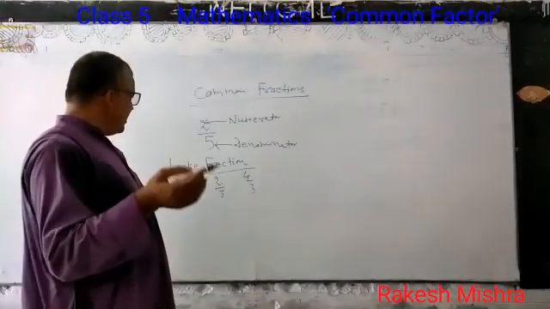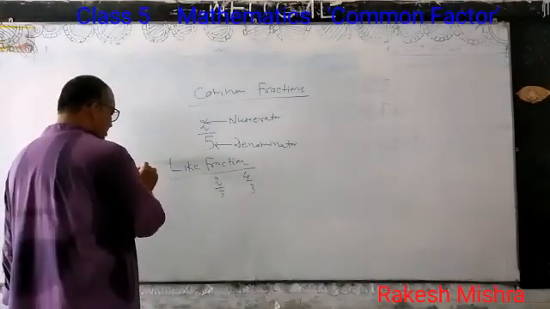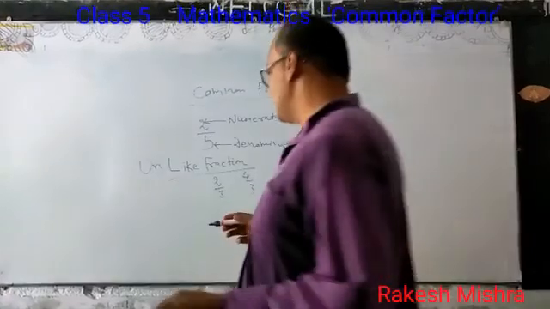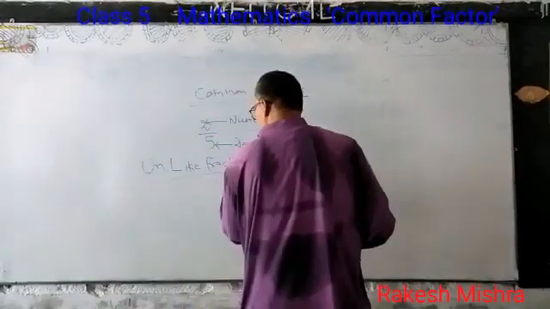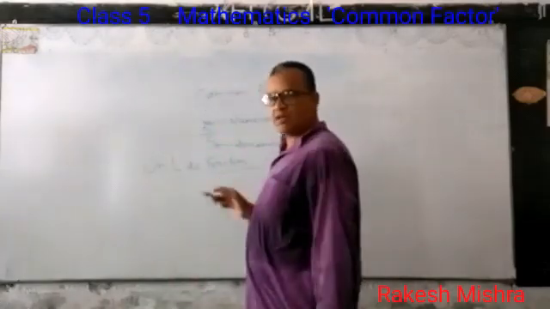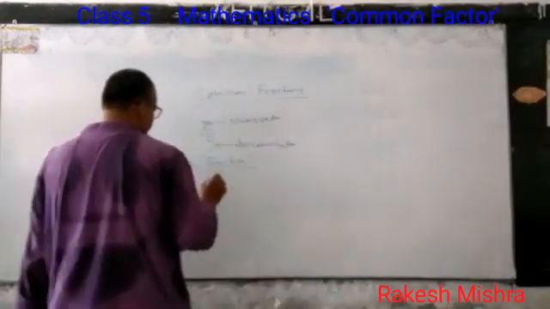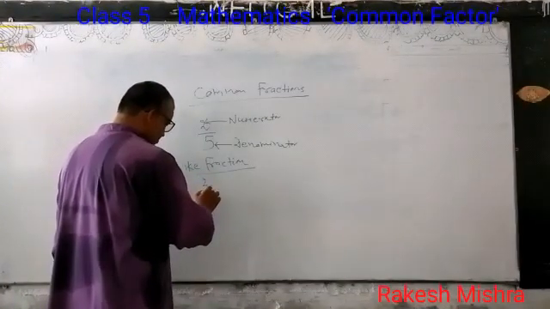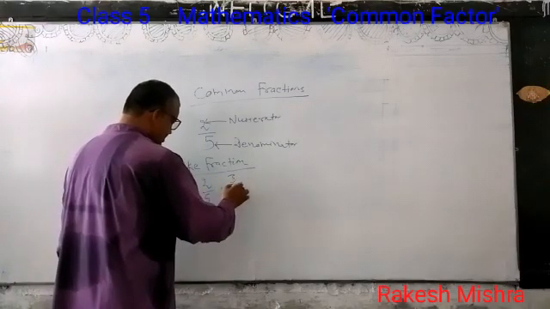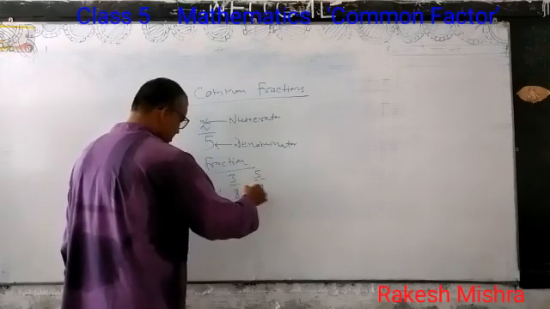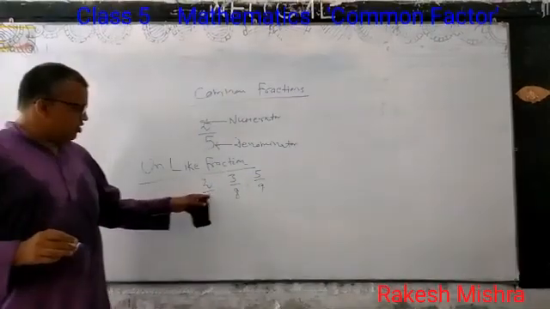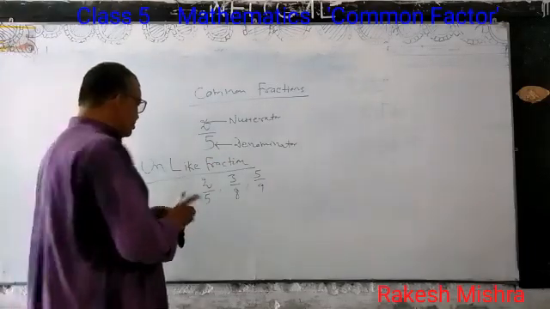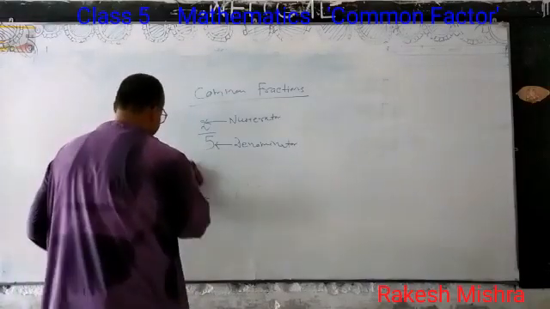Similarly, a new type of fraction is called unlike fractions. This is opposite of like fraction. It means fractions having different denominators are called unlike fractions. By an example, we will be able to understand. 2 by 5, 3 by 8, 5 by 9. We see here denominators are not same of these given fractions. So these fractions are called collectively unlike fractions.